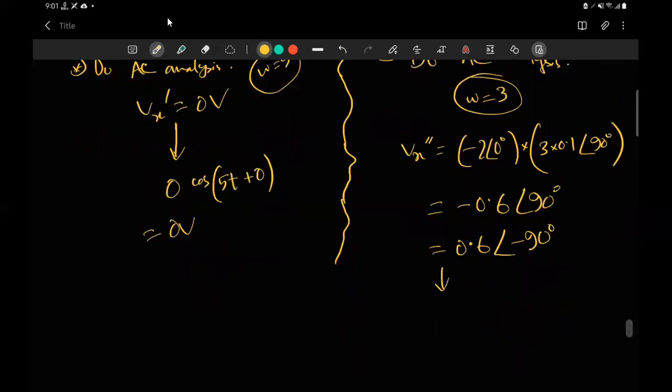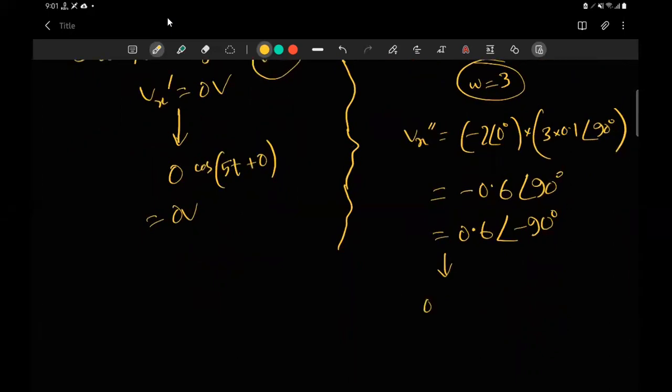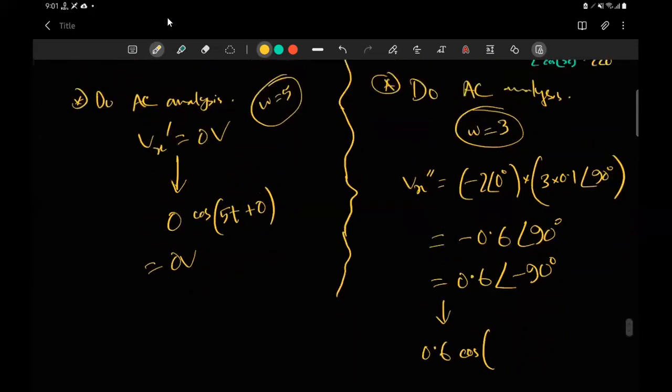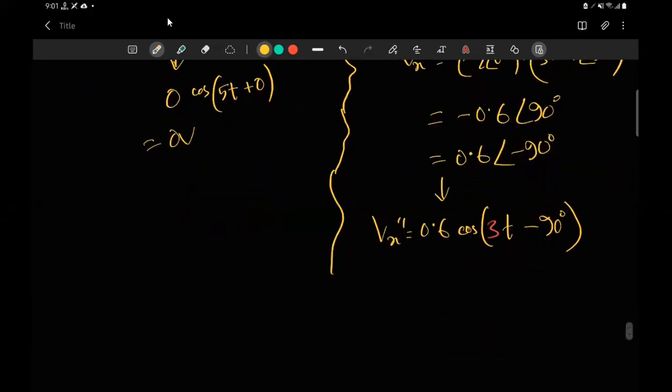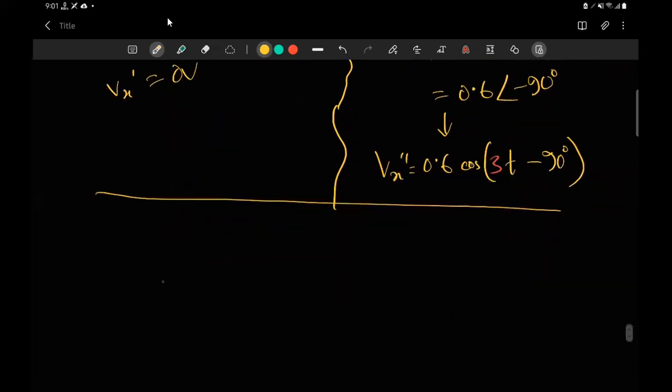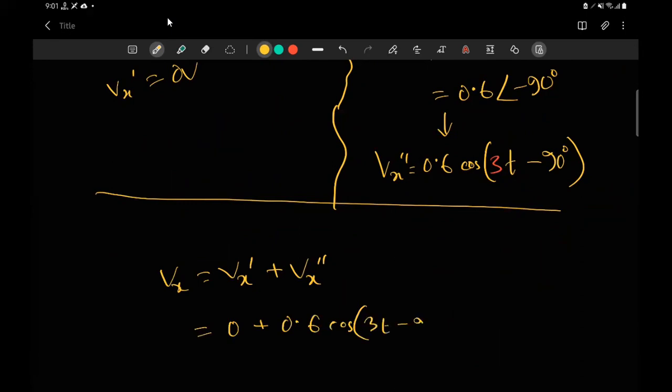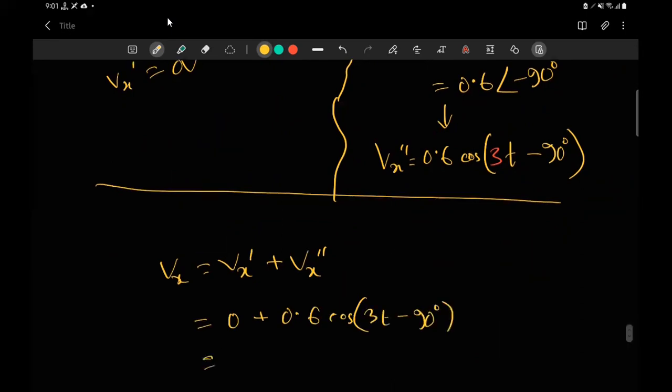And on this other side, what will you get the value of Vx double prime? 0.6 cos. What's the value of omega here? 3. 3t, right? So that is the only difference here. Okay, so this is the value of cos 3t minus 90 degree. This is the voltage. So this is Vx double prime, and this is the value of Vx prime. And according to superposition theorem, what's the value of Vx? Just add them out. Okay, so 0 plus 0.6 cos 3t minus 90 degree. So basically, this is the value of 0.6 cos 3t minus 90 degree. You may have some other part here, just keep it as it is.